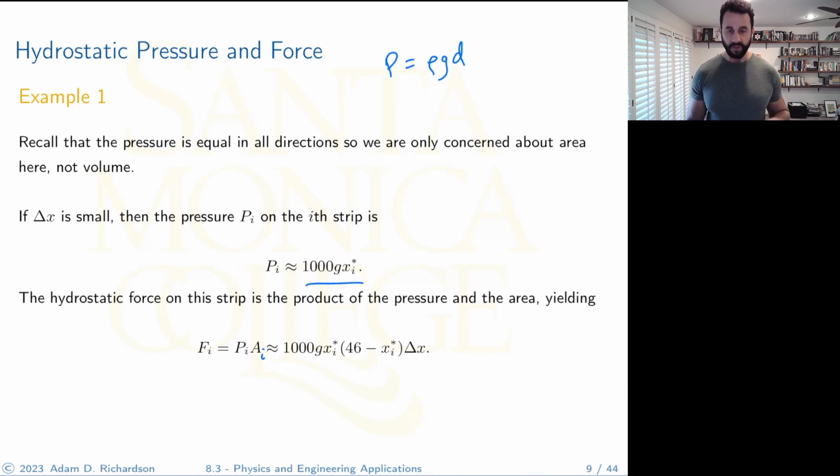Okay, so the force is pressure times area. So we get our formulas. There's pressure times area. Oh, no, wait, sorry. I have it broken up into pieces. Let me try to highlight the pieces. Okay, where did it go? The area is this, and then this is the pressure. Okay, so I didn't have it broken up.